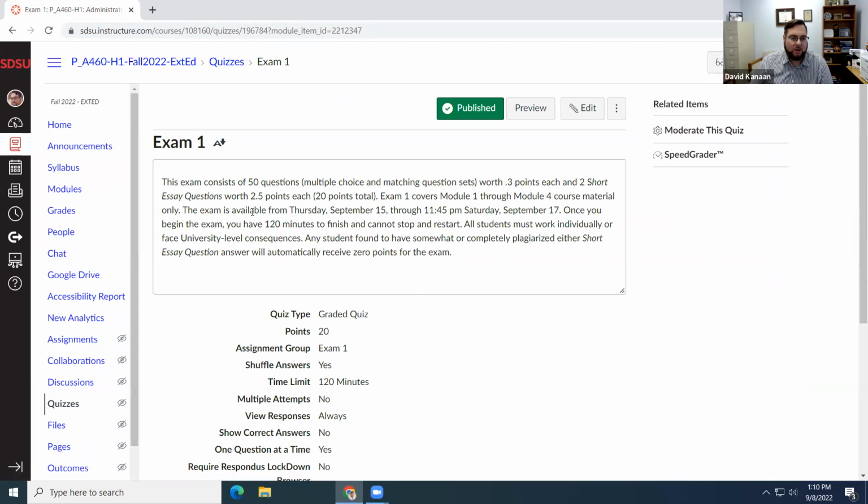Exam 1 has 50 questions equivalent, made up of multiple choice and matching question sets. It's not exactly 50 questions, but it's equivalent. So if there's a matching section with 8 different things, that is the points of 8 questions.